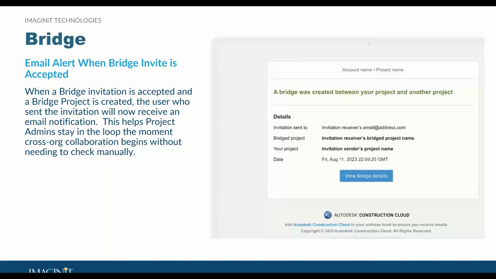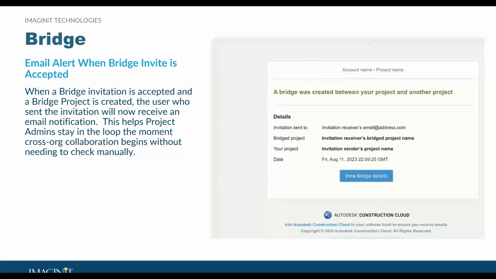We don't know if they've accepted. We don't know if IT blocked it. We don't know if they created the project on their side. And meanwhile, your team is waiting to push files, sync issues, share packages. So this new automatic email alert is going to close that gap. What that means is as soon as the receiving organization accepts, you are going to be notified and you can move immediately into project setup. So there's no manual checking that you need to do, no chasing statuses and emails or messages to people. So I think that this is a really big one.